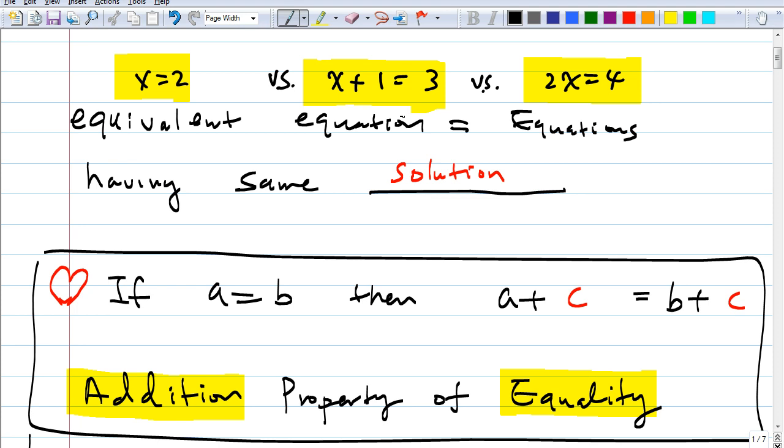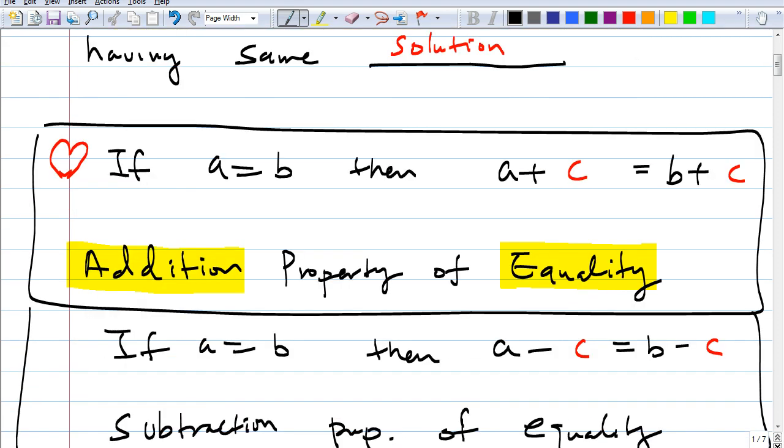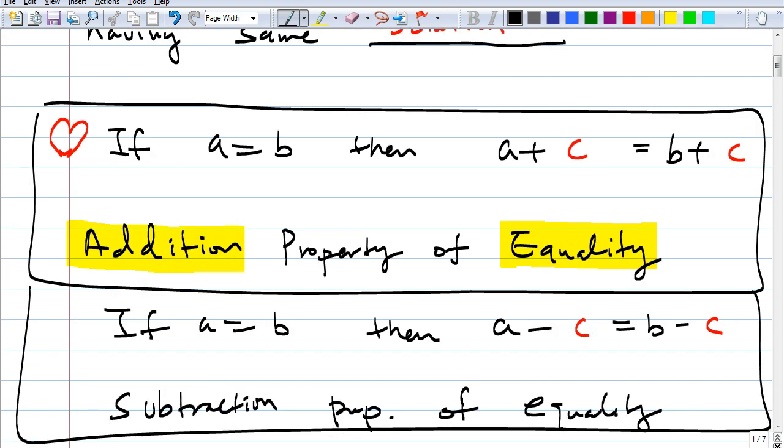Division properties of equality. These are properties of equality again. In other words, these equations are sort of equal to each other, right? They have the same solution. So instead of addition property of equality, it will be something property of equality. Subtraction property of equality is correct. Does that make sense? Okay.